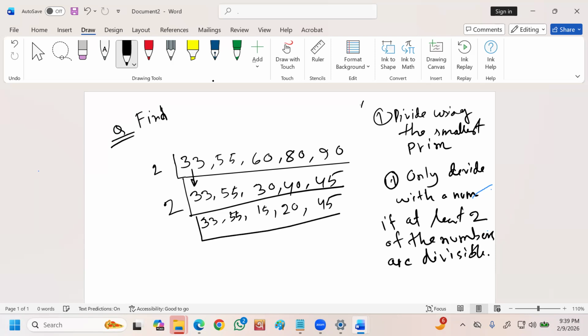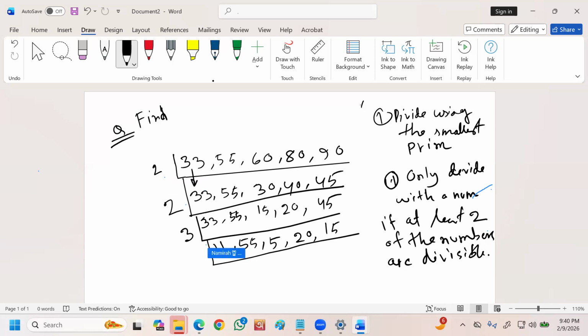Now let's consider the next prime, which is 3, right? If I divide 33 with 3, we get 11, right? We cannot divide 55, so it remains as it is. And 20 is not divisible, so it remains as it is. 45 becomes 15, right? Now let's see if we can use 3 again or 5.